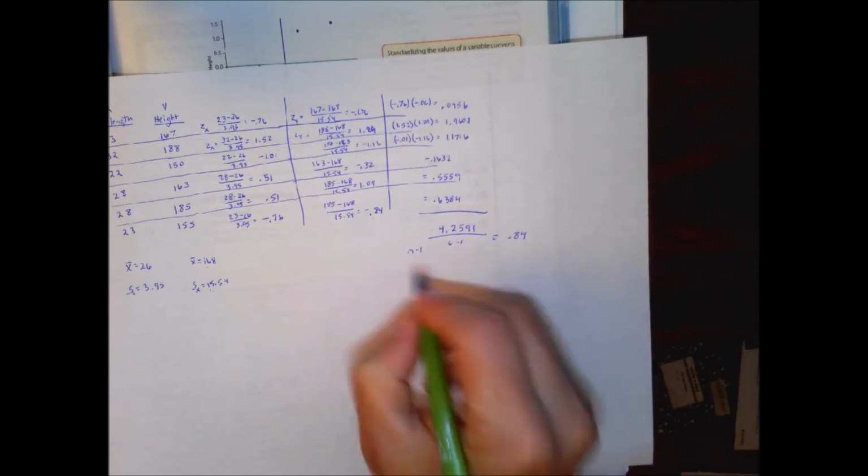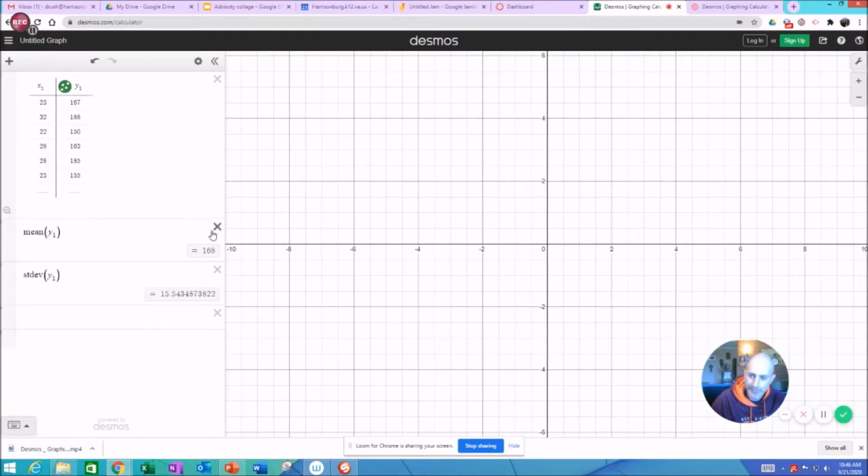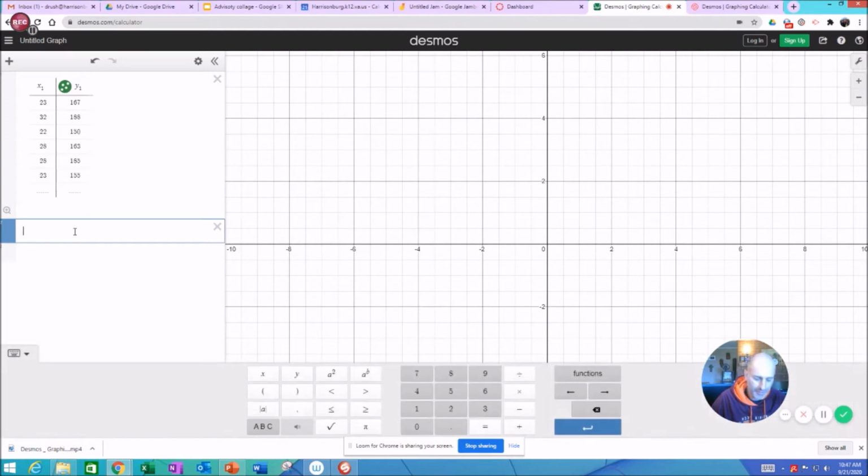Okay, and if we go to Desmos, we'll see if that is our R value, how close we got. So I'm back here on Desmos again, and I want to find the R value here. So I'm going to type in the equation, y1 tilde m x1 plus b. And you can see here my R value is 0.8415. So we had 0.84, we were good. Okay, so good job.